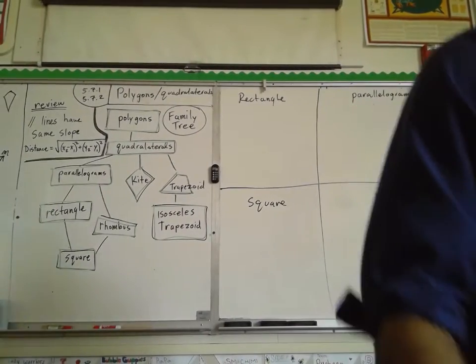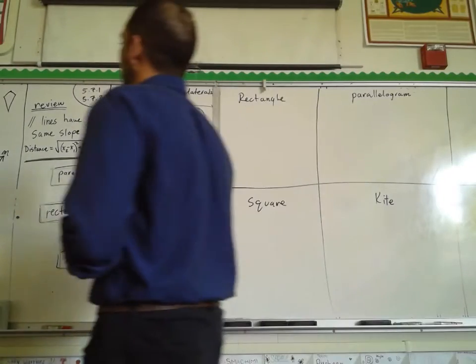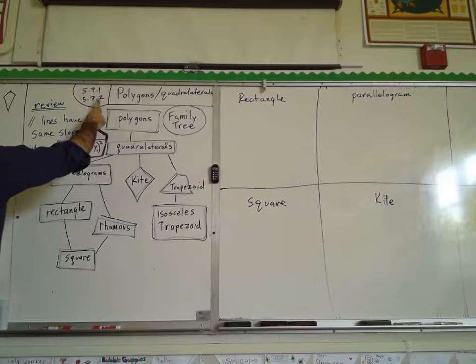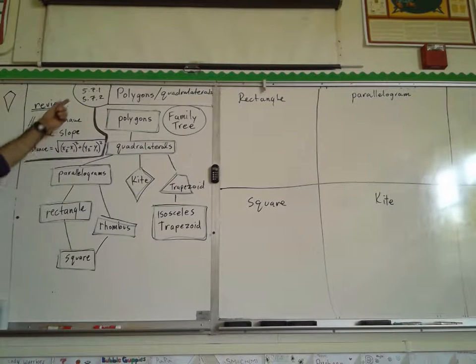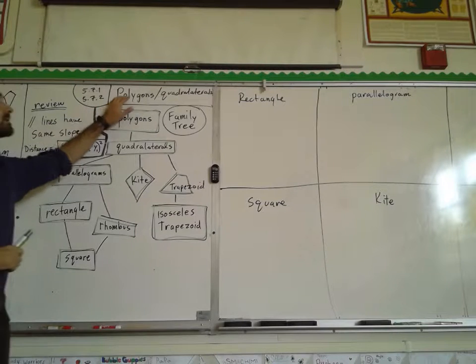All right, here we go, recording. So we're looking at specifically 572, that's the one we're focusing on. But 571 is kind of related to the review that I put over here. So we're talking about polygons and quadrilaterals.